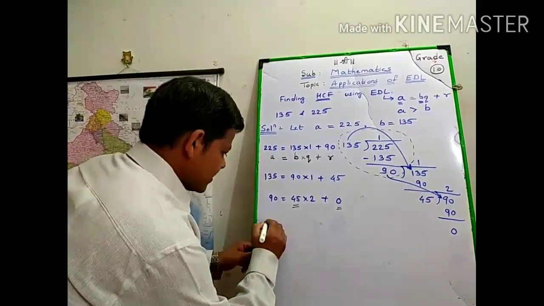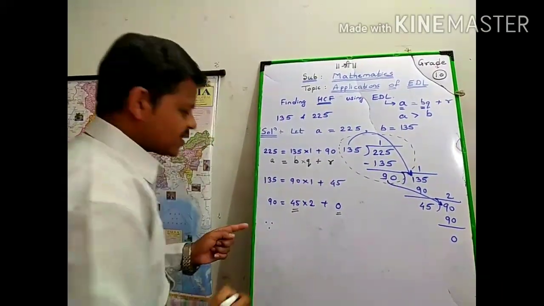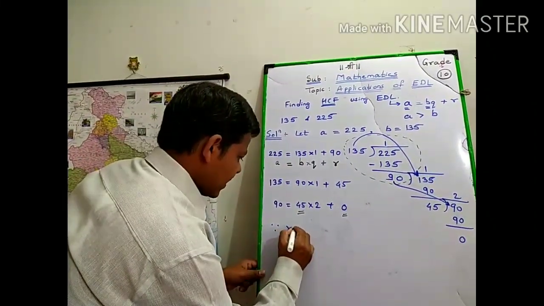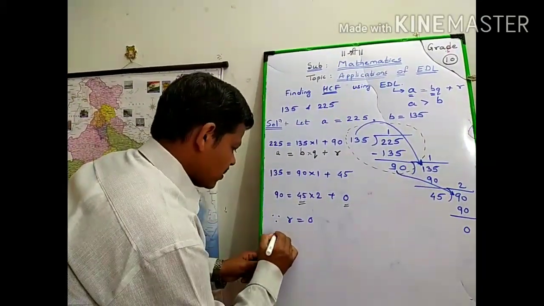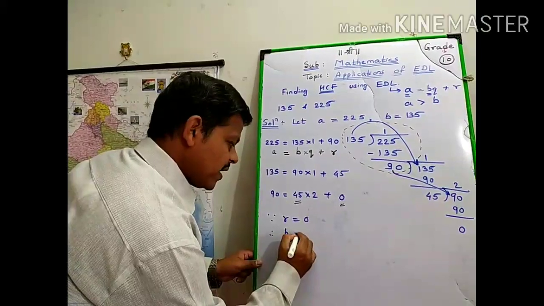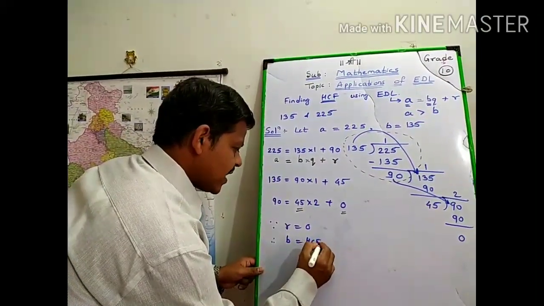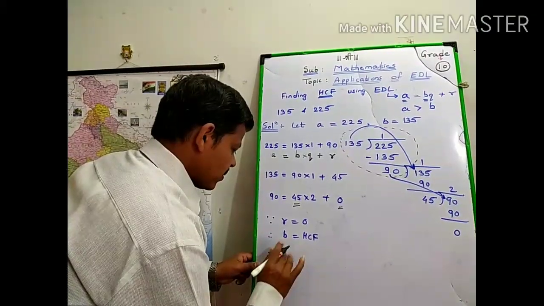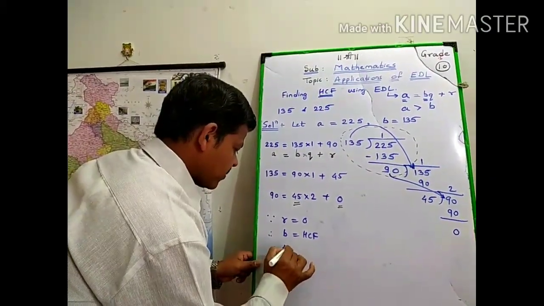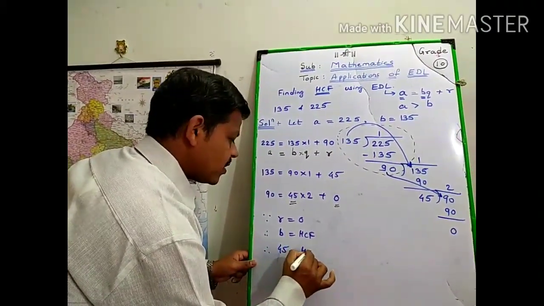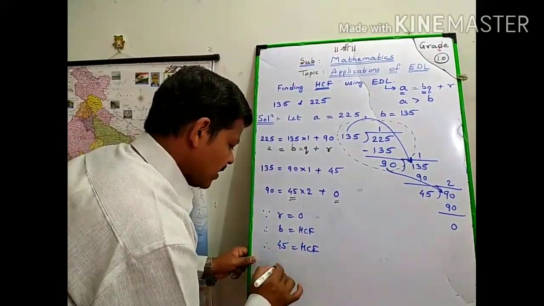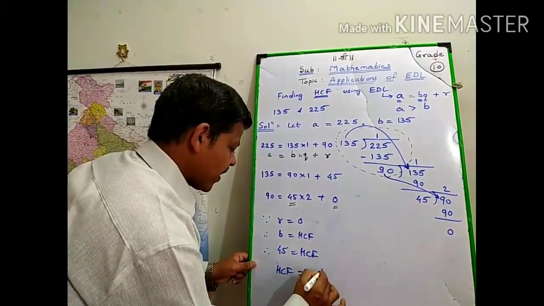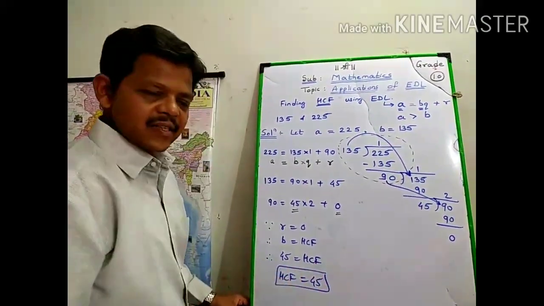So let me write here, since. This is the symbol for since, just the reverse of therefore. Since R equal to 0, therefore B is equal to HCF. And who is B? 45. Therefore, let me write here HCF is equal to 45, followed by my answer statement.